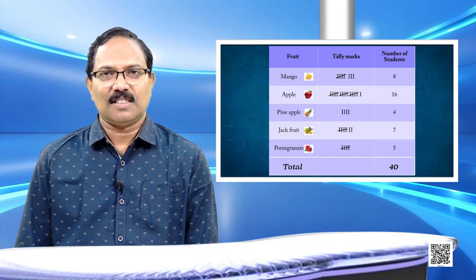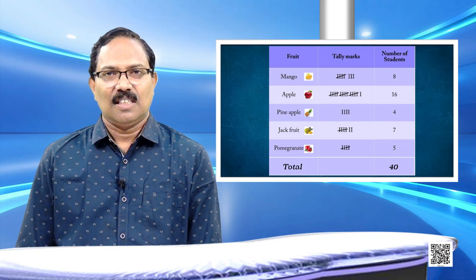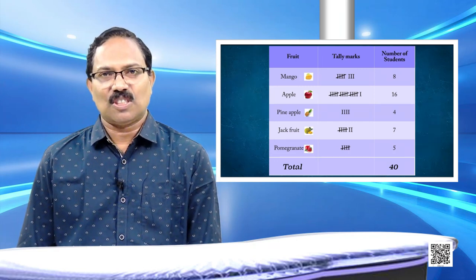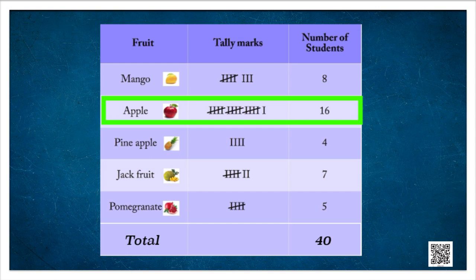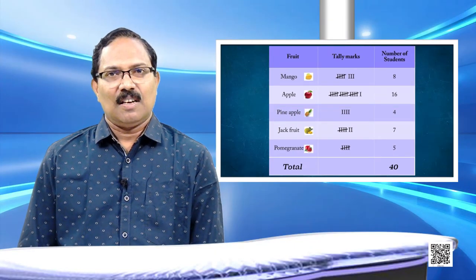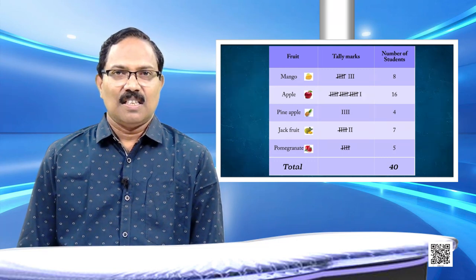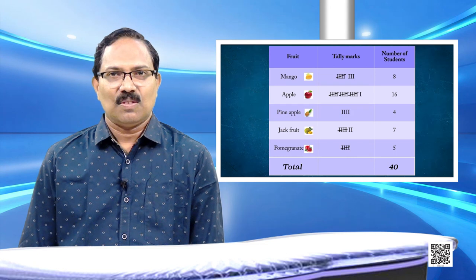Once you obtain a table like this, then it is very easy to interpret the data. Let me ask, which fruit is liked by most of the students? What is your answer? Look into the table. It is apple. Which fruit is liked by least of the students? Yes, it is pineapple. So, you see, when it was presented in an unorganized manner, we were finding difficulty to interpret the data. But now, when we have made a frequency distribution table, then it is very easy to interpret the data.